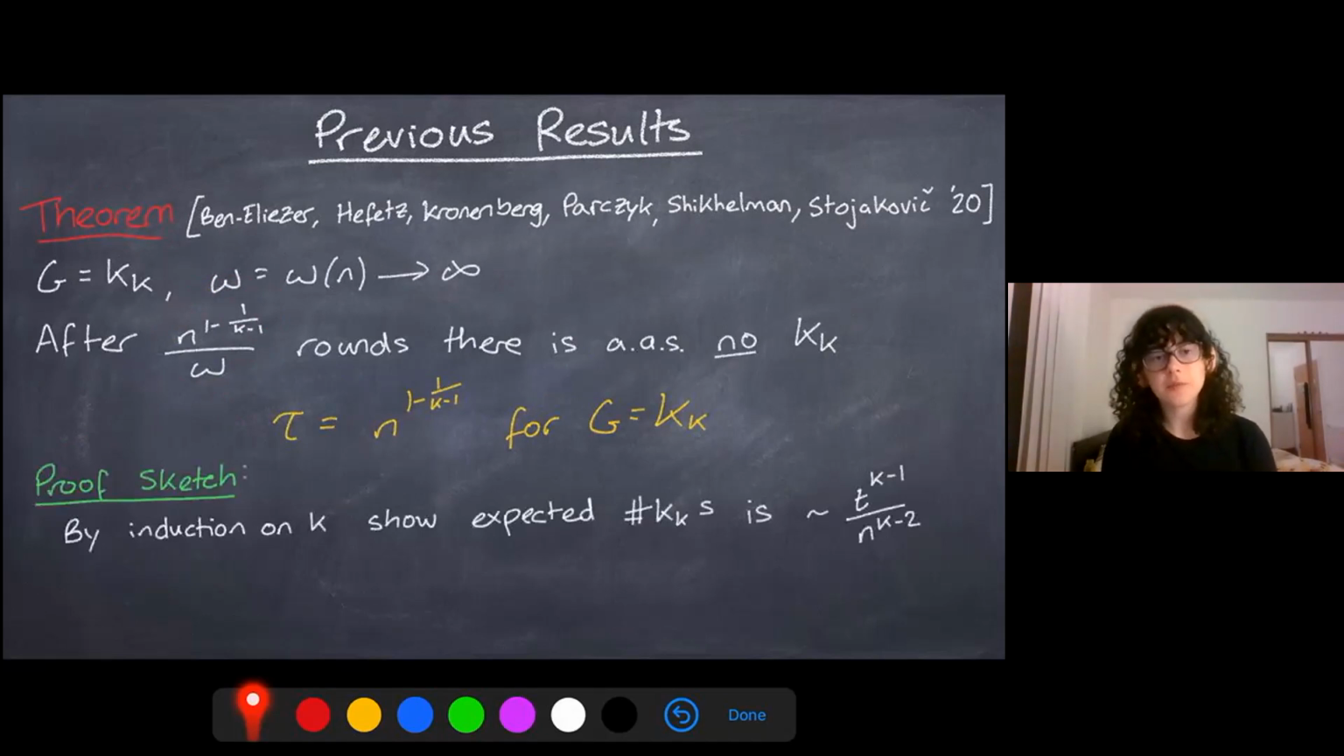Again, a quick sketch of the proof. The way that this proof works is they use induction on k, and they show that the expected number of K_k's at the Tth time step is like T to the k minus 1 over n to the k minus 2.